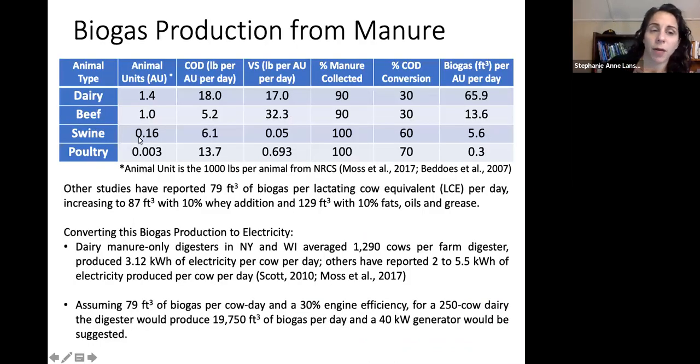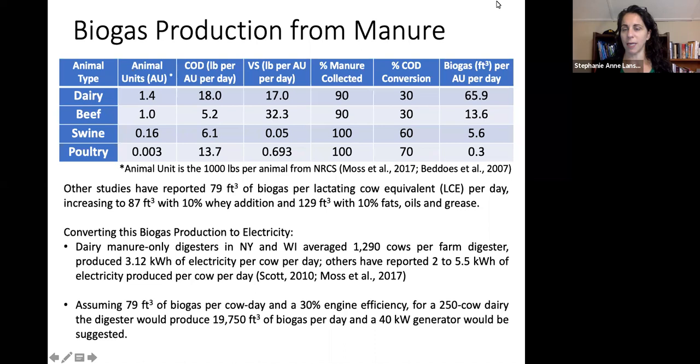So if we think about dairy, swine, beef, and poultry, there are certain animal units, a certain chemical oxygen demand per unit, volatile solids per animal unit per day in their manure, the percent of the manure that's actually collected, the conversion factor, and then the biogas that we might get per animal unit per day. Even though it's not as much, each animal unit at dairy poops a lot more than each poultry. So in a poultry facility, you might have thousands of birds in one facility. In a dairy, it might be hundreds.